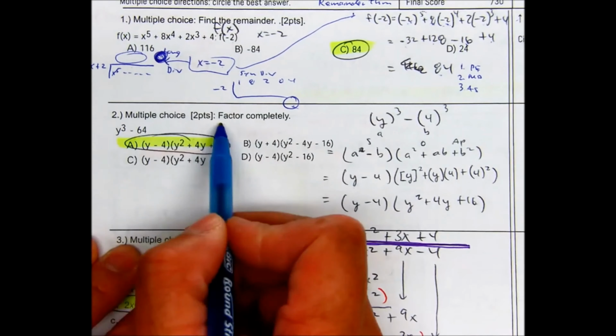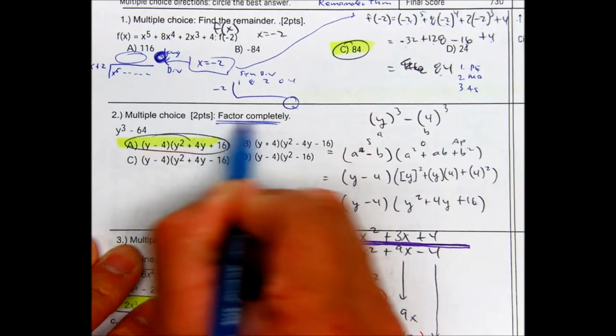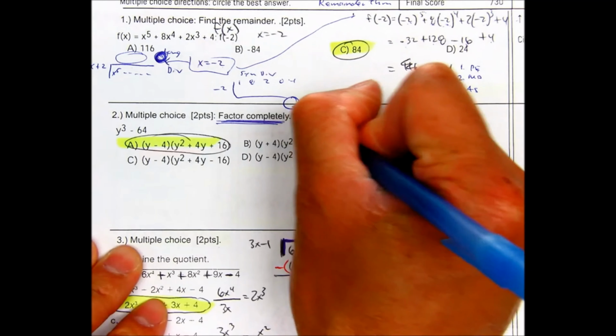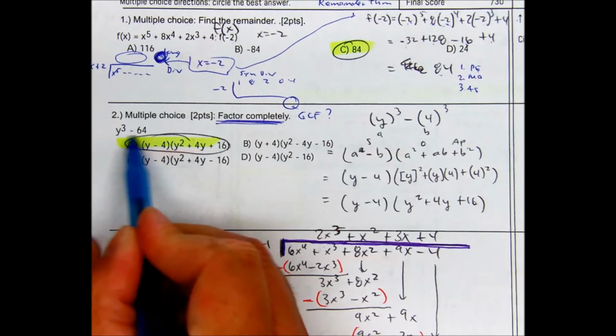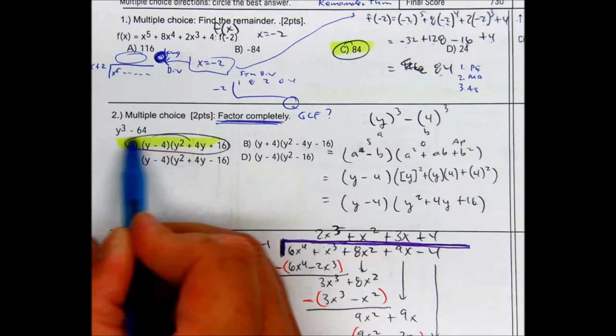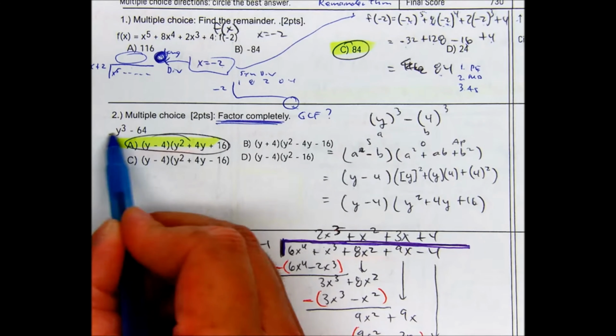Multiple choice. Factor completely. Okay. When it tells you to factor completely, the first thing you should always think about is your greatest common factor. Is there a greatest common factor there? The answer is no. There's no numbers in the coefficients that they have in common.